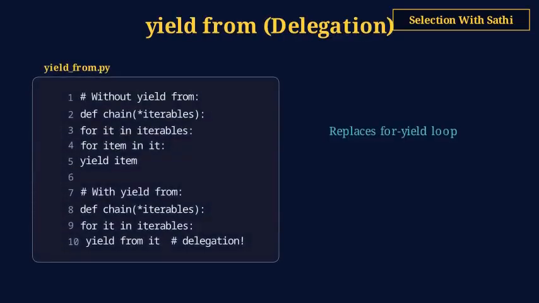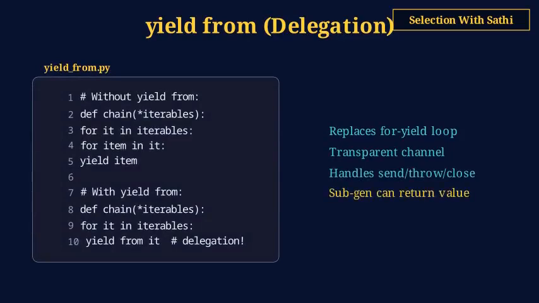Yield from delegates iteration to a sub-generator. It replaces the common pattern of for item in iterable, yield item. But it's more than syntax sugar, it creates a transparent channel. Send, throw, and close calls pass through to the subgenerator. The subgenerator can even return a value that yield from captures.